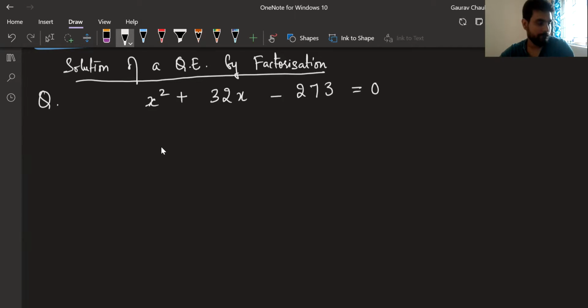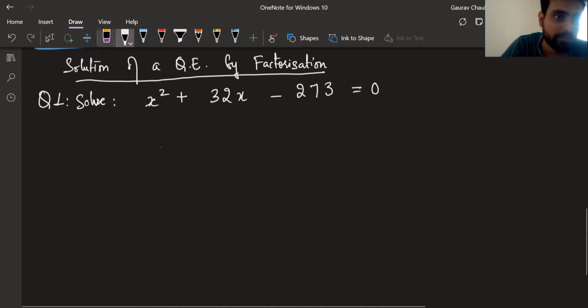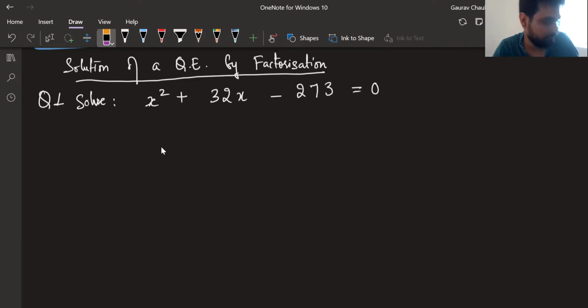Write this heading. And then I want you to copy this question. Copy this question, write the question as solve, and you can write this. Solve this equation.